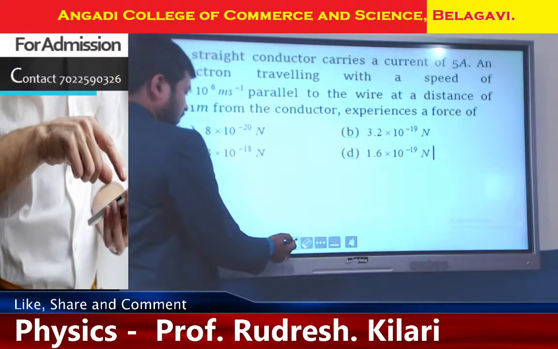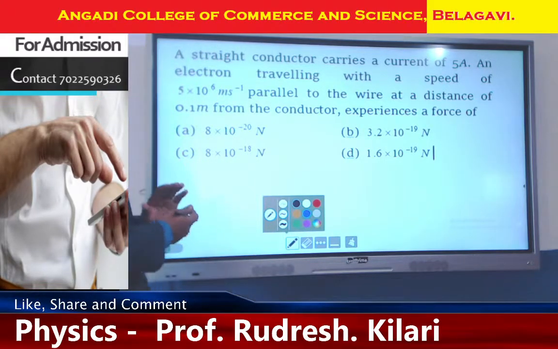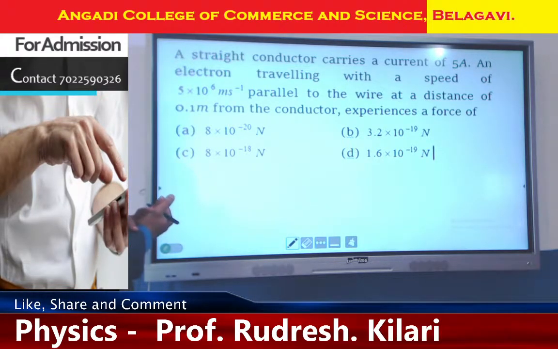Okay, now here: a straight conductor carrying a current of 5 ampere, an electron traveling with a speed of 5 into 10 to the power of 6 parallel to the wire at a distance of 0.1 meter from the conductor experiences a force. What are they asking? Experiences a force. Okay, first what they gave here: conductor carrying a current of 5 ampere and an electron traveling with the speed 5 into 10 to the power of 6 meters per second. Distance they gave. They are asking the force. Write the formula.